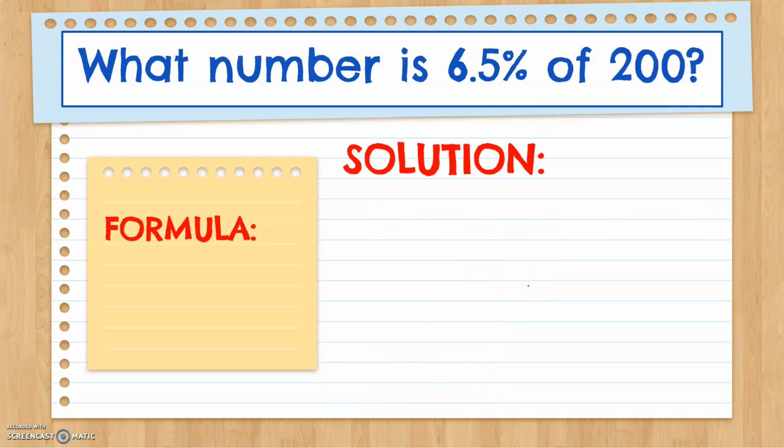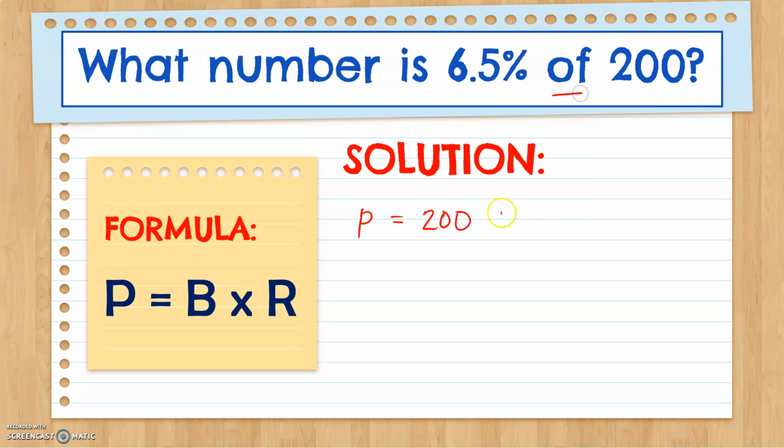Let's try another one. What number is 6.5% of 200? For us to solve it, again, we will use this formula here. So P will be equal to 200 is the base because of the word of. Then our rate is 6.5% because of the percent symbol. For us to change 6.5% into a decimal number, we'll just remove the percent symbol and move the decimal point of 6.5 twice to the left.